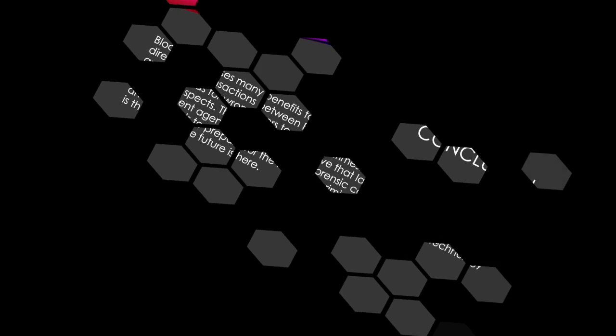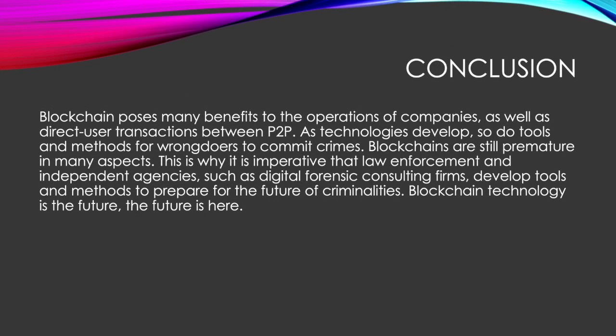All right, there it is. I'm going to go ahead and conclude. Blockchain poses many benefits to the operations of companies, as well as direct user transactions between peers. As technologies develop, so do tools and methods for wrongdoers to commit crimes. Blockchains are still premature in many aspects. This is why it is imperative that law enforcement and independent agencies, such as digital forensic consulting firms, develop tools and methods to prepare for the future of criminalities. Blockchain technology is the future.